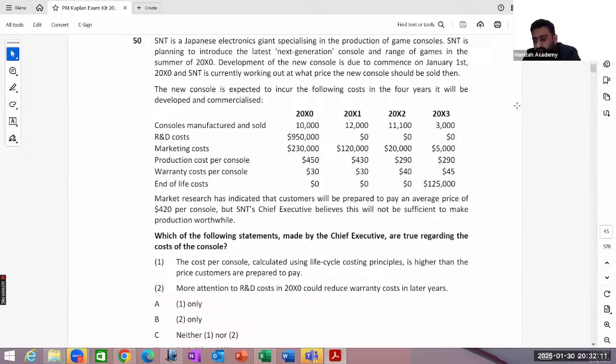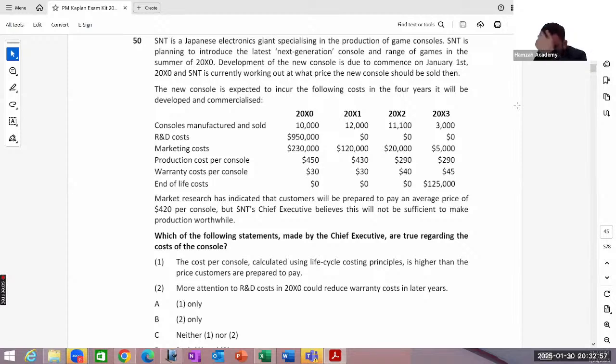Consoles manufactured and sold in X0, X1, X2, and X3 are 10, 12, 11.1 and 3 thousand respectively. Then we have research and development, marketing cost, production cost per console, warranty cost per console, and end of life cost. Marketing research has indicated that customers will be prepared to pay an average price of 420 per console, but S&T's chief executive believes this will not be sufficient to make production worthwhile. So on the basis of that, the question is, which statement is right?